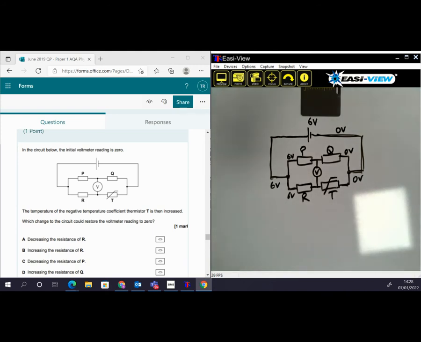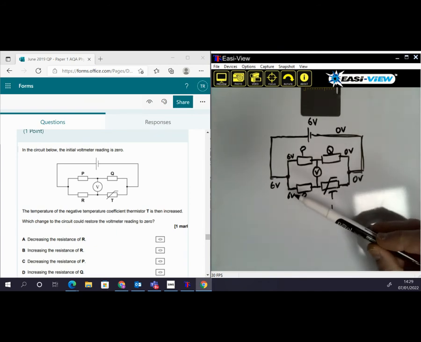So what happens in the question? It's a thermistor. The temperature's increased. It's a negative temperature coefficient thermistor, so with the temperature increased, the resistance falls. The resistance of T falls. So now T gets less of a share of the voltage, and R gets more of a share of the voltage.